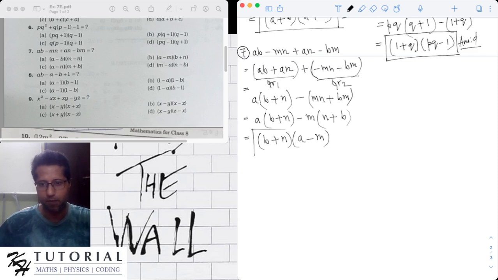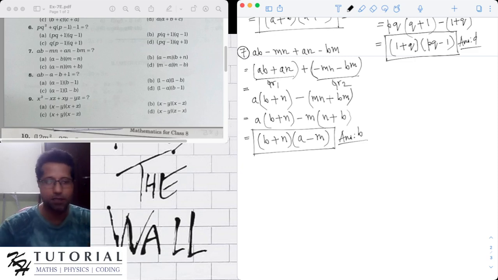So this is the final factorization: (B plus N) multiplied by (A minus M). So the correct choice is B. The correct choice is B.